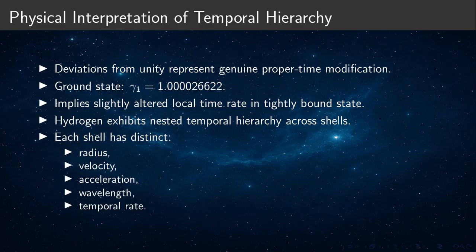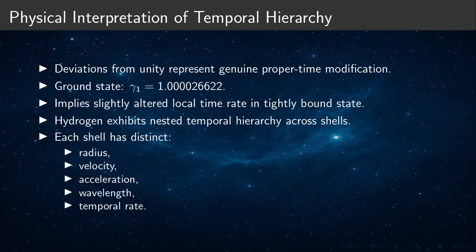Physical interpretation of temporal hierarchy. Although the deviations from unity are numerically small, their physical significance lies in interpretation rather than magnitude. In relativistic theory, any deviation from unity represents a modification of local proper time. The ground state factor, gamma 1, equals 1.0000266622, implies that time within the most tightly bound electron state evolves at a slightly different rate relative to an unbound reference frame.